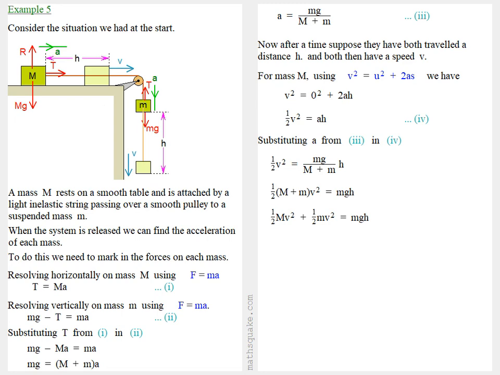So on the left-hand side, we've got the total kinetic energy of both particles. And on the right-hand side, mgh is the potential energy. Now the mass has descended, so that's the potential energy lost. So we see the total kinetic energy gained by both masses is equal to the potential energy lost by the mass small m.